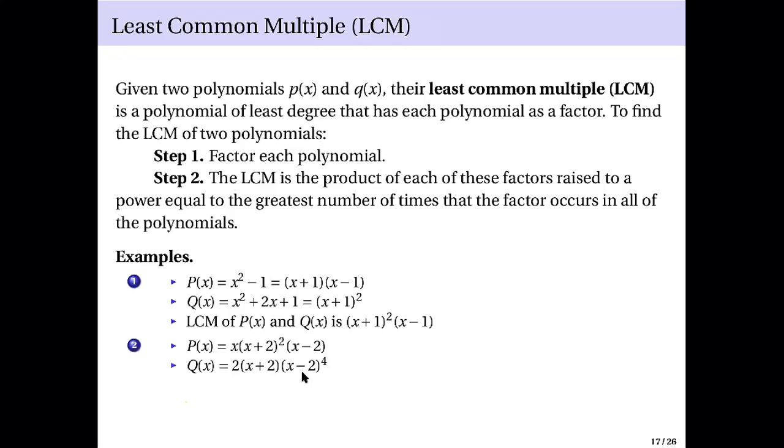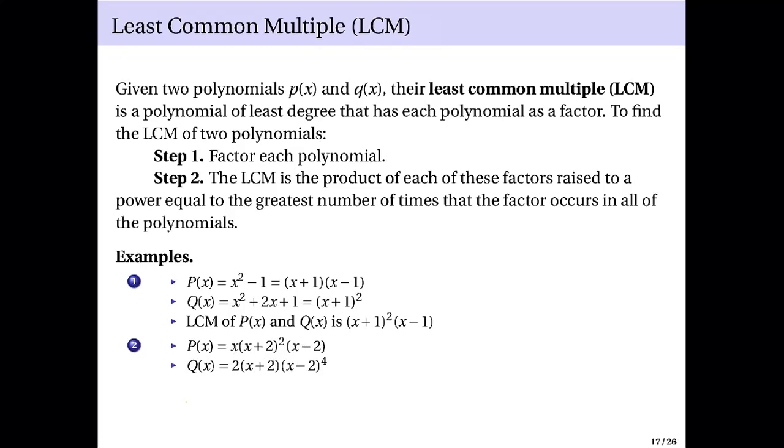Let's have another example here. P of x and Q of x are both in factored form. For P of x, it's x times x plus 2 squared times x minus 2. For Q of x, you have 2 times x plus 2 times x minus 2 to the 4th power.